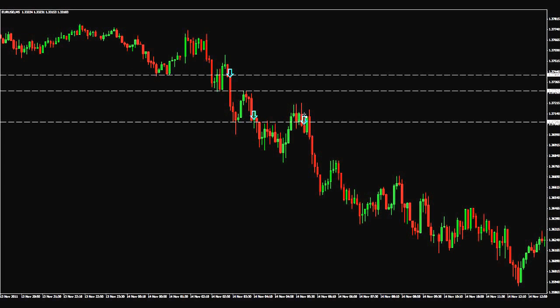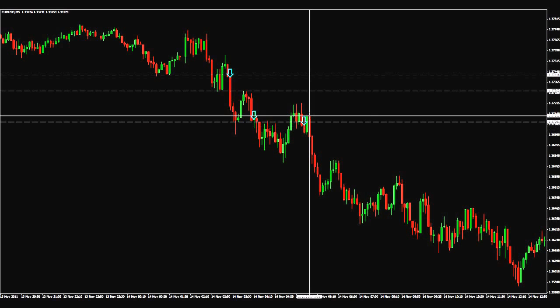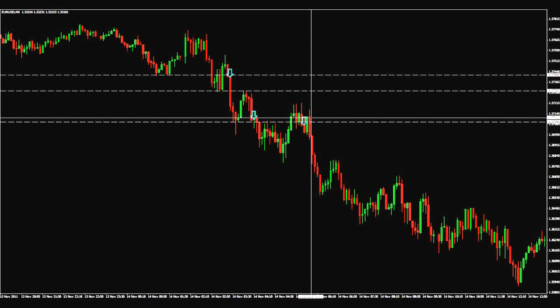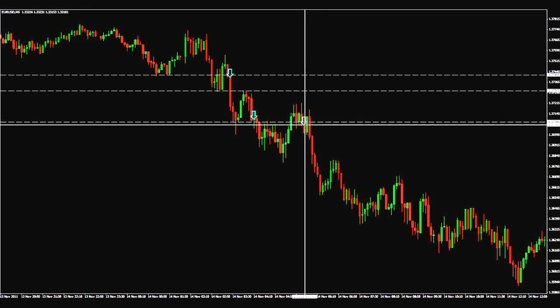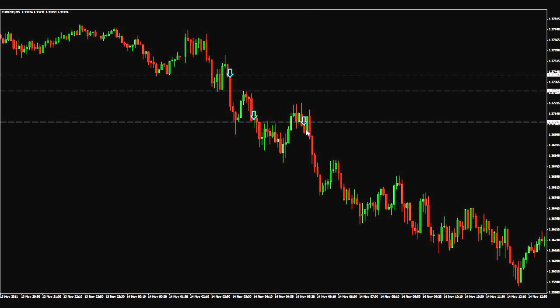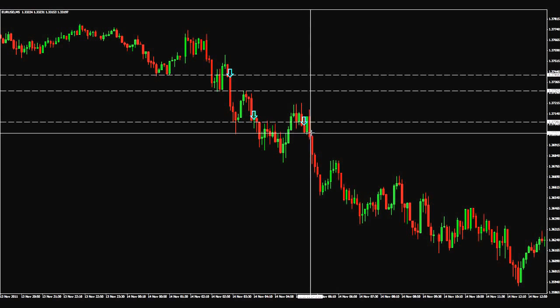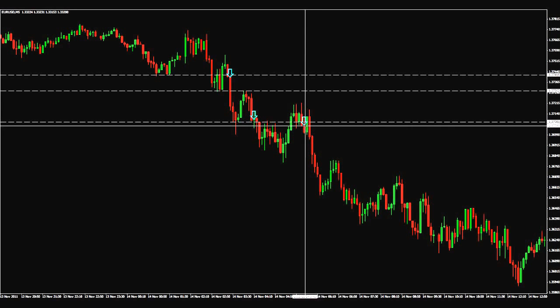and so our entry would have actually been at the top of this red candle right there. Now as you can see, we had the next green bar that came right back up and retraced back over this support line. However, again, we're already in the trade, so we just got to hope for the best here. But as you can see, it did come right back down about 14 pips, which was a pretty good move there.